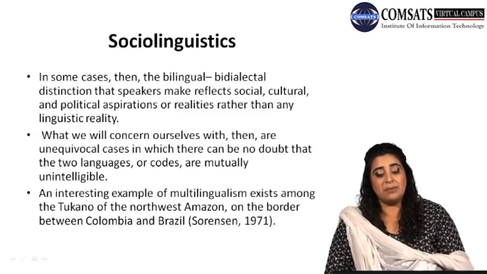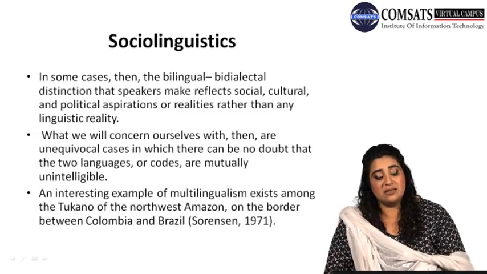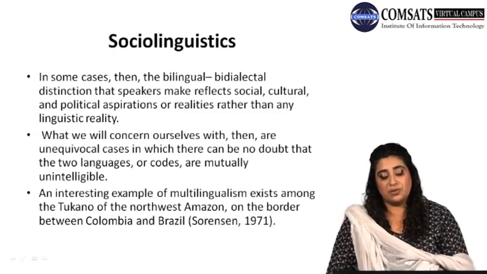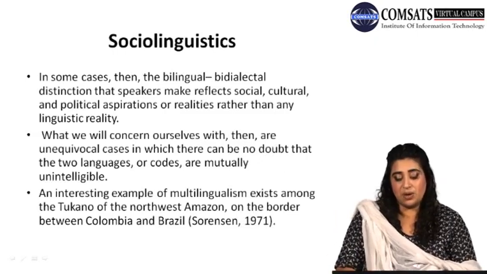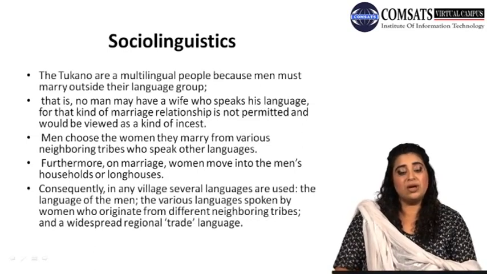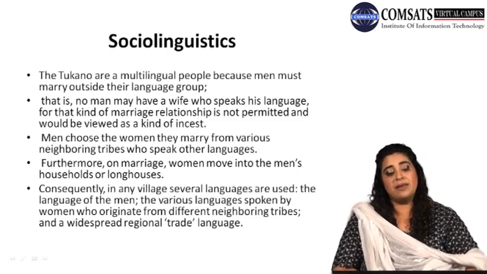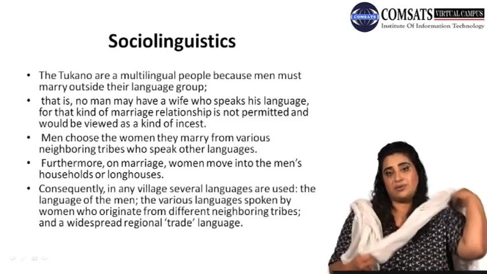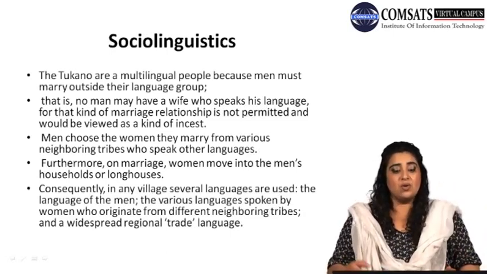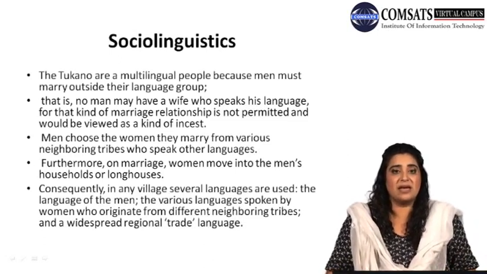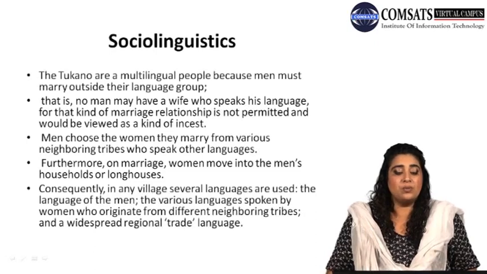So an interesting example of multilingualism exists among the Tucano of the northwest Amazon on the border between Colombia and Brazil. You can see Sorensen, 1971, for that reference. The Tucano are a multilingual people because men must marry outside their language group. That is, no man may have a wife who speaks his language, for that kind of marriage is not permitted and would be viewed as a kind of incest.